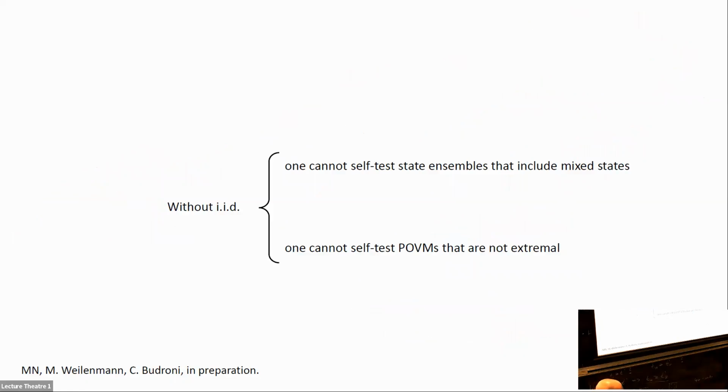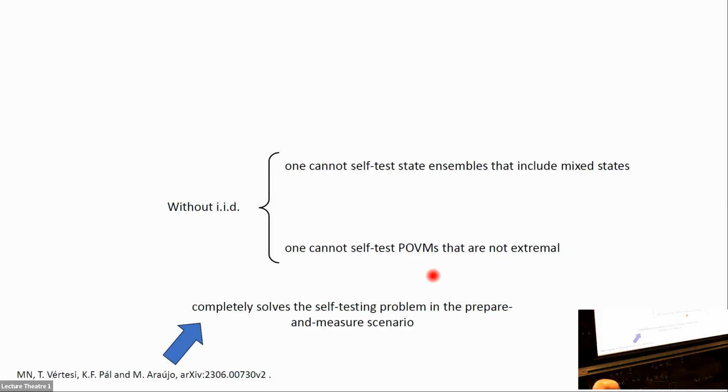In this, well, we're writing a sort of note. It's kind of trivial things, but there are things that people kind of ignore. If you drop the IID condition, you cannot self-test state ensembles that include mixed states or POVMs that are not extremal. So this means that this result completely solves the self-testing problem in the prepare-and-measure scenario. It tells you what you can self-test and what you cannot self-test.